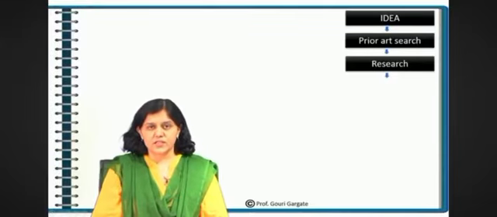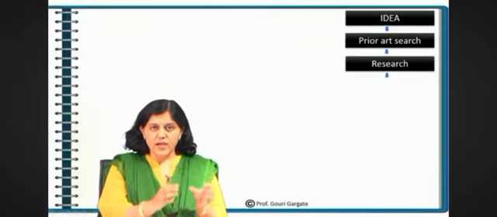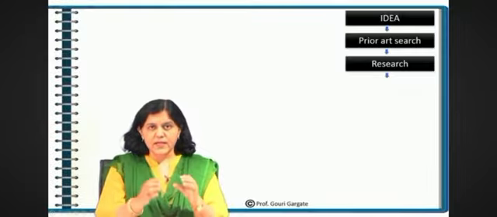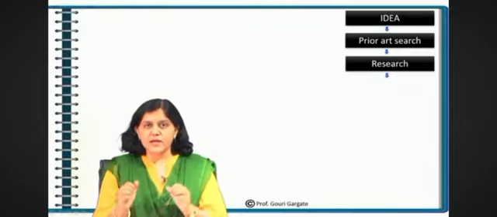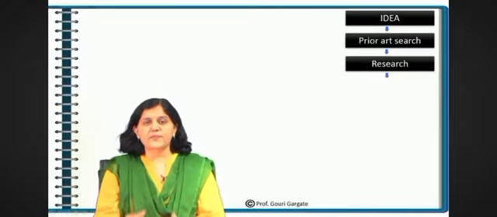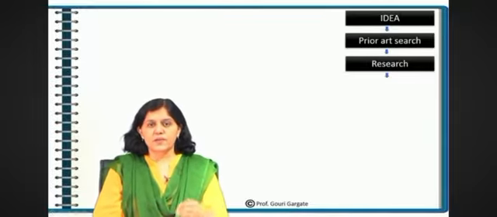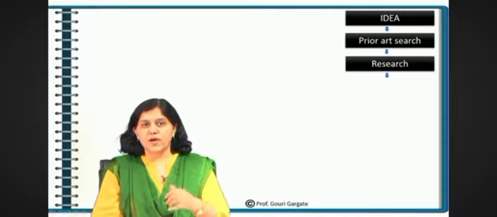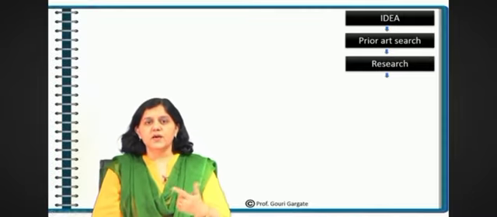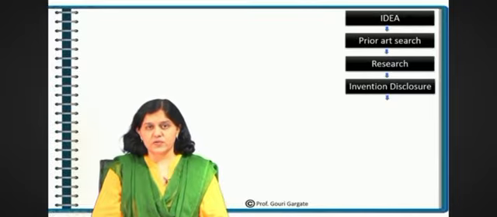The next is a research activity. So, from the idea you have selected, now you have done the prior art search, and now you have started your research, the experiment. Whatever procedures and methodology you have decided, you have followed that, right. Now, the next is the invention disclosure.